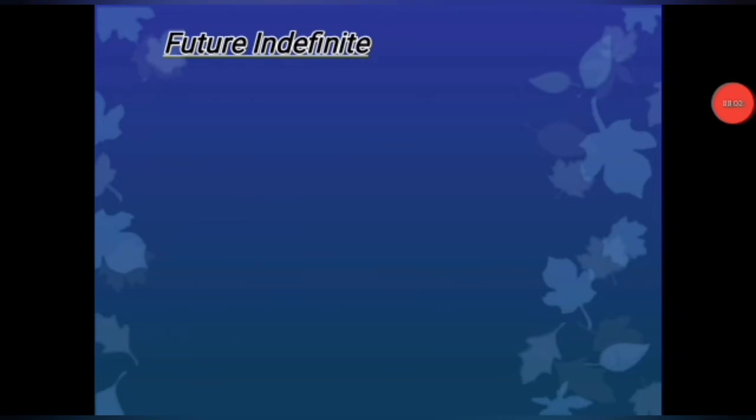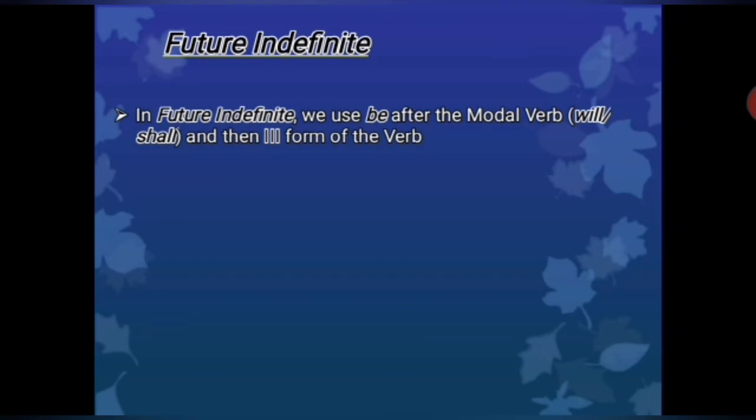Our next tense is future indefinite tense. And do you know where we use this tense? This tense is used to make predictions about the future or about people's plans. And it is also used for promises or on-the-spot decisions. What is the formation of this tense? In future indefinite tense we use be after the modal verbs, and modal verbs are will and shall, and then we use the third form of the verb.